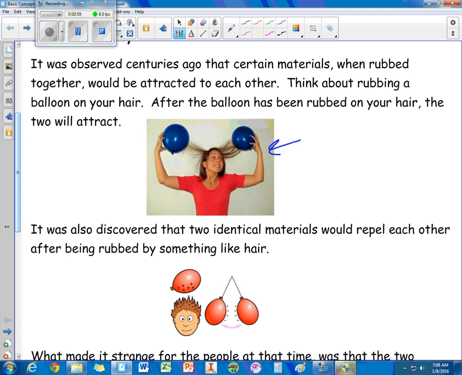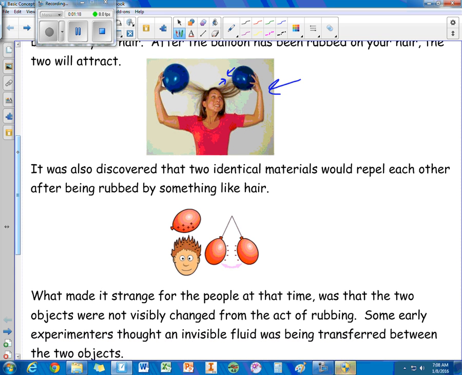What we can think of is that for the hair, there's a force pulling it towards the balloon, and thanks to Newton's third law, there's an equal force pulling the balloon to the person's hair. Now, something else that was discovered was that two identical materials would repel each other after being rubbed by something like hair. So if I were to take two balloons and rub them on your hair and then put them next to each other, there would be a force that would repel them, push them apart.